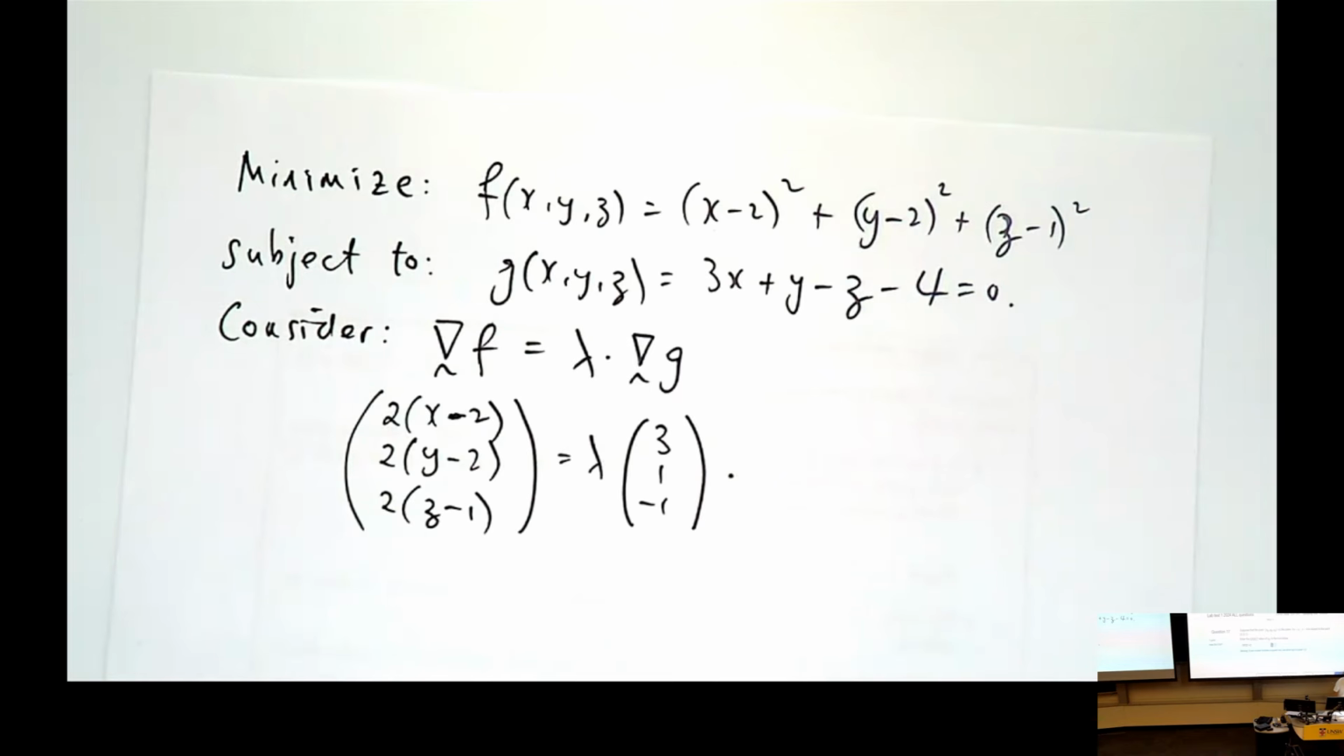So I've got three equations there. X, Y, and Z, I'm not sure about. Lambda, maybe I can get it. Oh, did I make a mistake? Oh, yeah. Hang on.